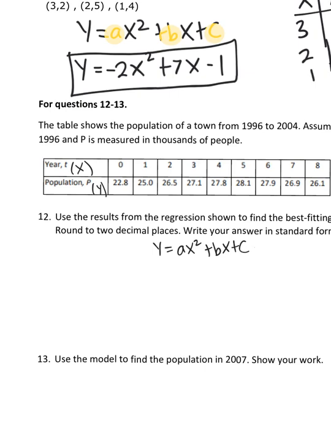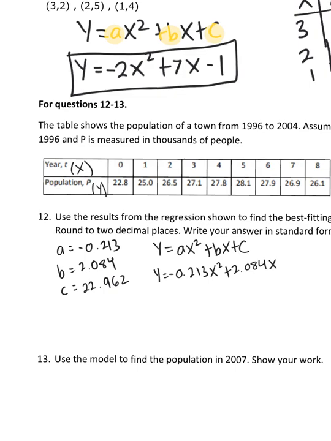So your A value is -0.213. I'm going to round all of these numbers to 3 decimal places. If you're not comfortable with rounding, like you're still struggling with that topic, you can just write down all the numbers that your calculator shows you, and that's fine. Okay, so that is the standard form quadratic equation for that data.